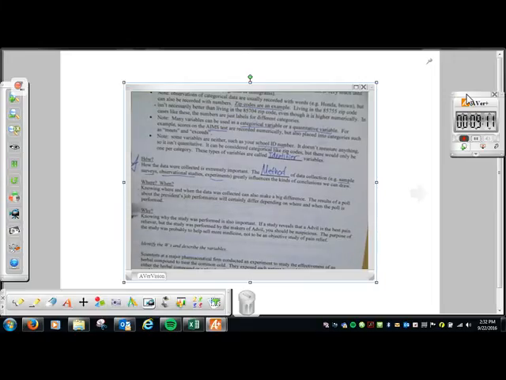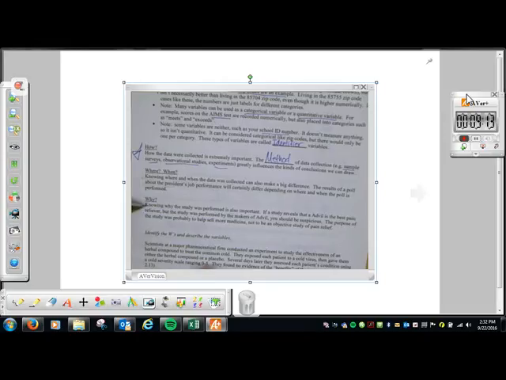All right, why? Knowing why the study was performed is also important. If a study reveals that Advil is the best pain reliever, but the study was performed by the makers of Advil, you should probably be suspicious. The purpose of the study was probably to help sell more medicine, not to be objective about pain relief. Maybe they didn't do a really great experiment. Maybe they compared it to no medicine at all, a placebo. So in that case, it might not be the best. You have to look at why. Why did they do it and who did it?